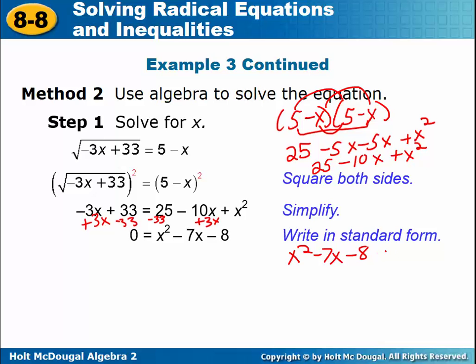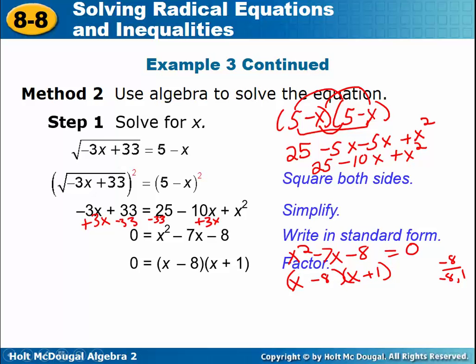Now we have to factor that. So you write your 2 sets of parentheses. We've been doing lots of factoring, x and x. And then look for the factors of negative 8 that will equal a negative 7 when you add them. I found it pretty quick because I was thinking ahead that I would need a negative big number to get to that negative 7. So I write x minus 8, x plus 1. Once you have both your factors, you set each of those equal to 0, and we find that either x is 8 or negative 1.